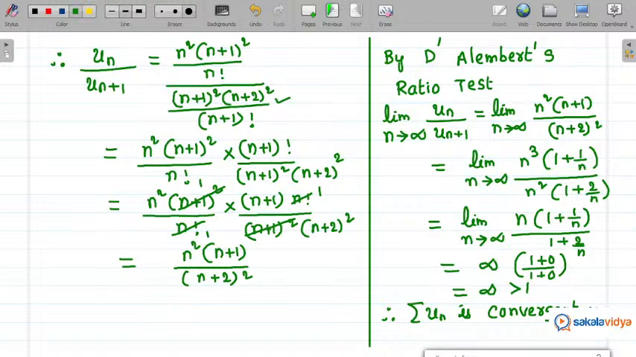So whenever the given series consists of factorial terms, we need to apply D'Alembert's ratio test. Besides this, we have the geometric test, the P test, and the comparison test, but here we need to apply D'Alembert's ratio test.